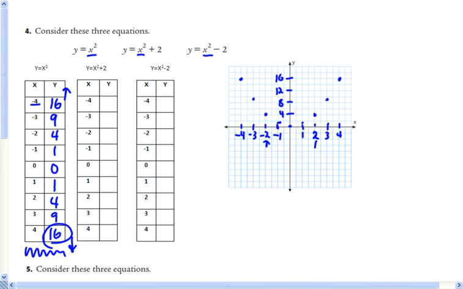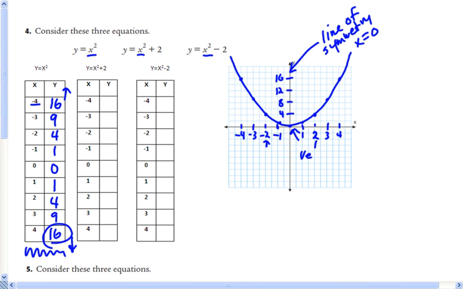Now that idea of symmetry, we'll just draw a nice curve in here by hand. This is a symmetrical object, and the line of symmetry is right here, right in the middle. That's called the line of symmetry. And in this case, that line of symmetry is the y-axis. And the equation for that is x equals 0. So right at x equals 0, we have a line of symmetry. And the vertex always lands on the line of symmetry. Vertex, and it's either at the minimum or the maximum. In this case, it's 0, 0.